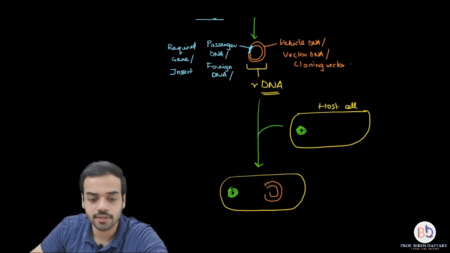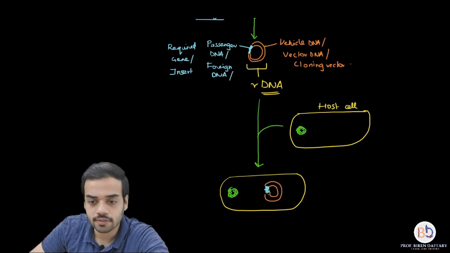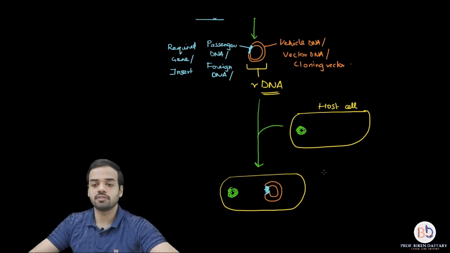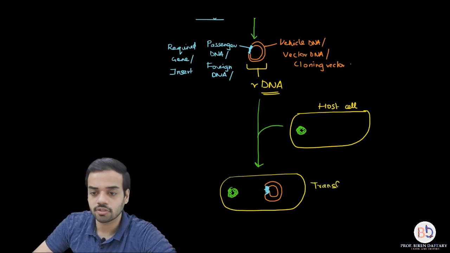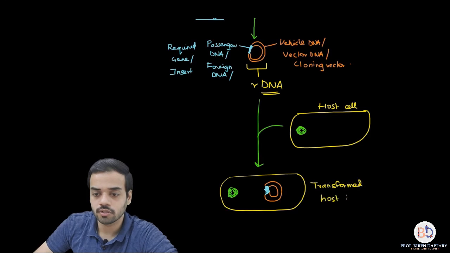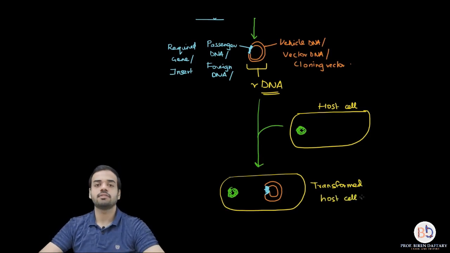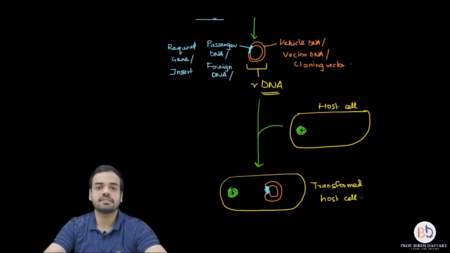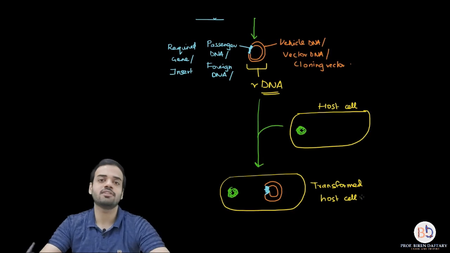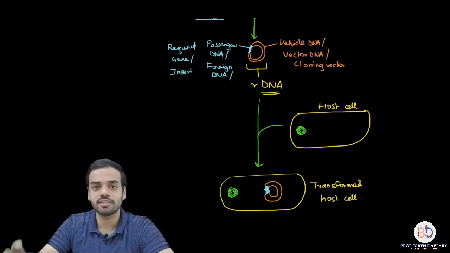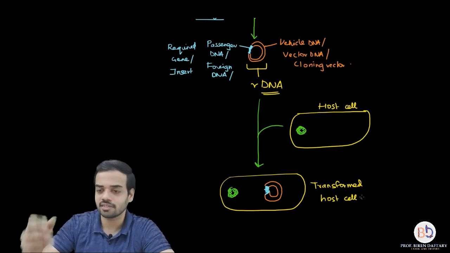Is this clear? And this is the recombinant DNA. So this is called as what? This is called as the transformed host cell. Is this clear? So this is step number 3. Okay, step number 4 is selection of the transformed host cells. You have to select the ones which are transformed, that is by using the marker gene antibiotic resistance.